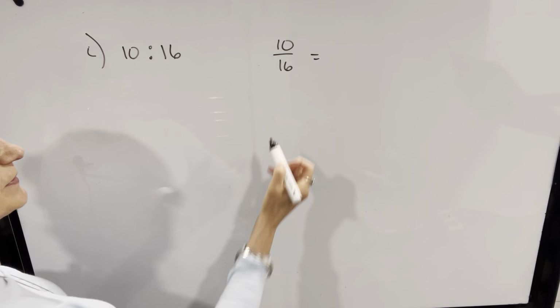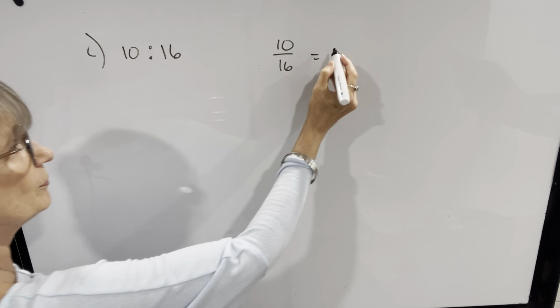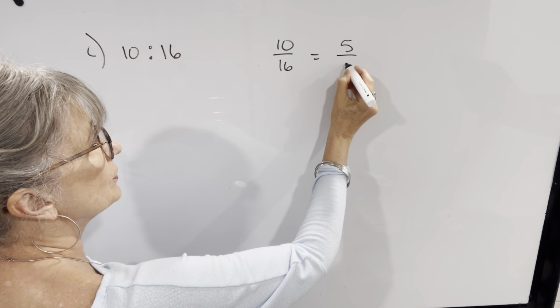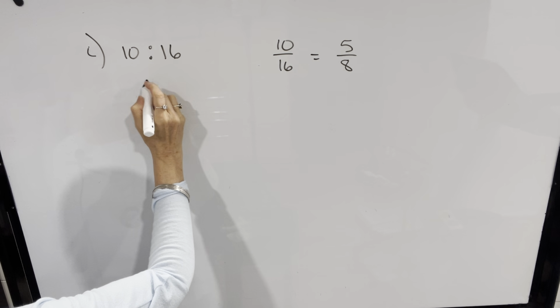The largest number that divides into both the numerator and the denominator would be 2. So I divide the numerator by 2. I divide the denominator by 2. Or you can leave it in ratio form, divide each of these numbers by 2.